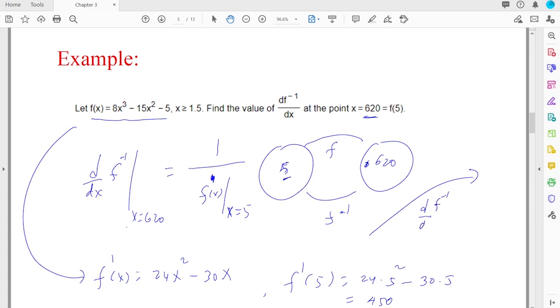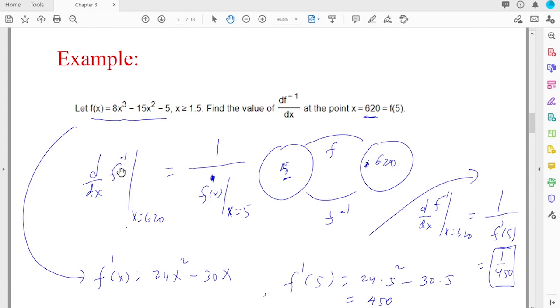inverse function when x is 620 is equal to 1 over the derivative of the function at 5, which is 1 over 450. So that's how we find the derivative of inverse function. To find the derivative of inverse function, find the derivative of the function itself and find the inverse point of the point where you are looking for the derivative of inverse function.